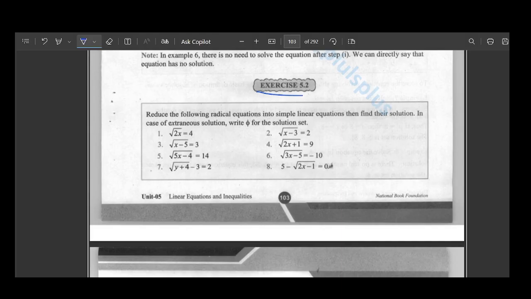Today we're going to solve exercise 5.2 from linear equations and inequalities. Reduce the following radical equations into simple linear equations and find their solution. So now let's attempt question number 1. Here we have radical 2x is equal to 4. So how are we going to solve this expression? Radical 2x is equal to 4.